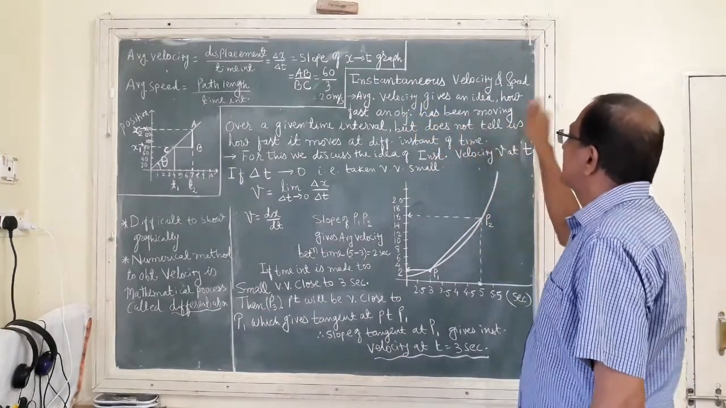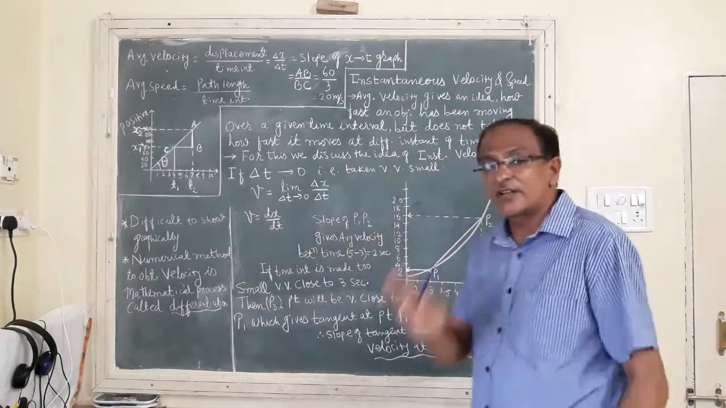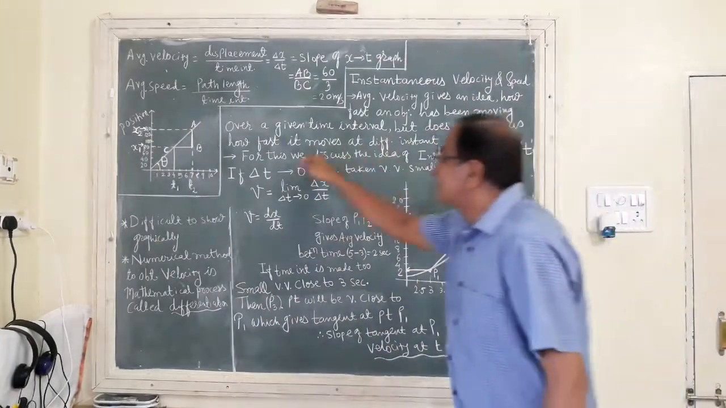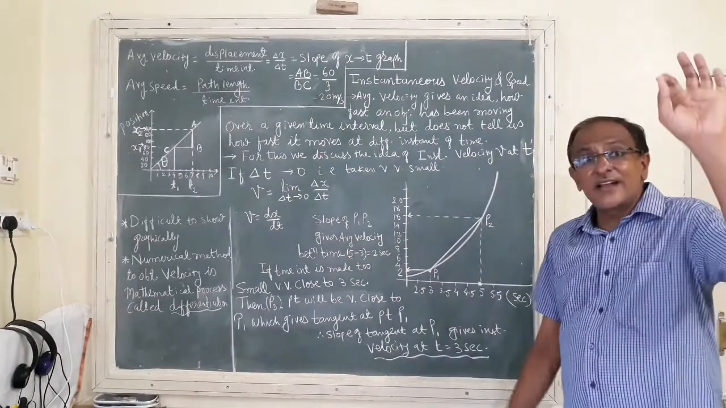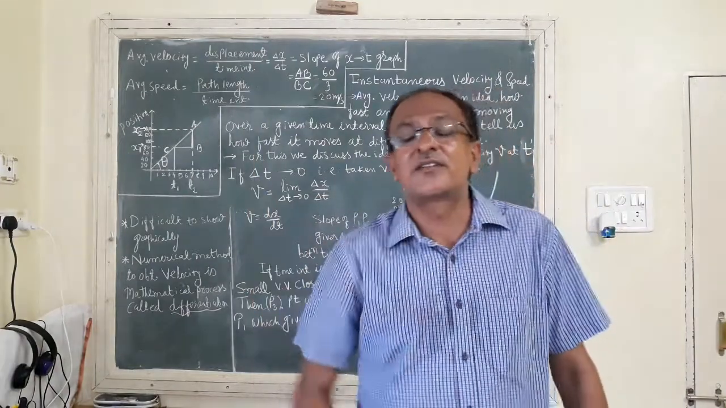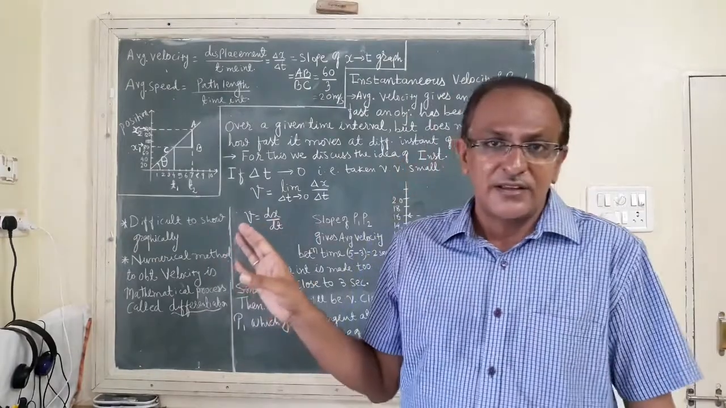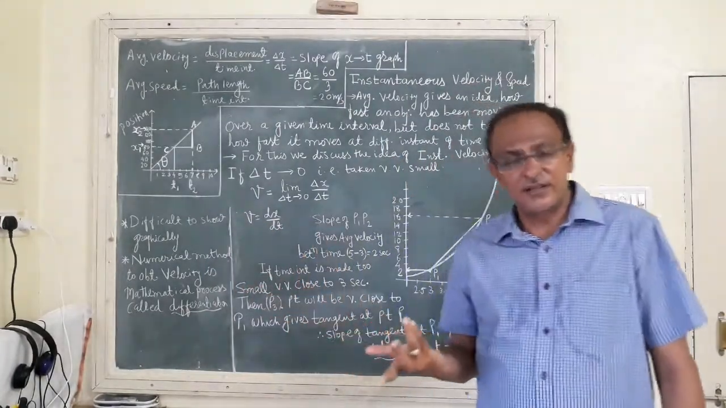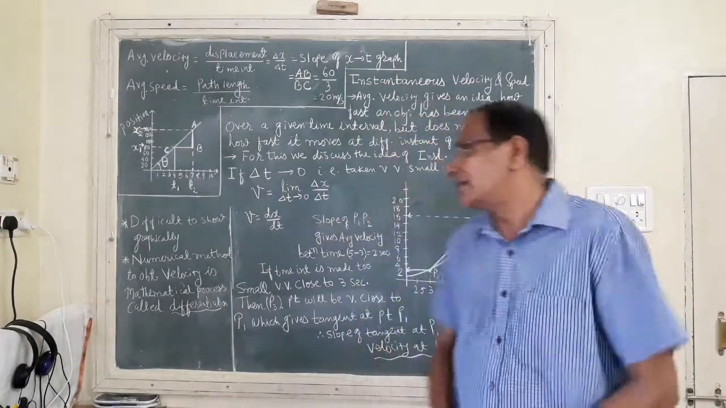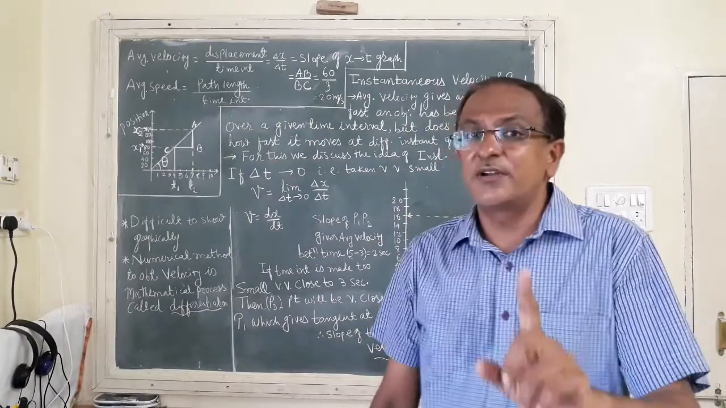Average velocity just gives the idea of how fast an object has moved in a particular time interval, but does not tell us how fast it moves at a different time interval or at a particular moment of time. Say for example, you have started from Bhavnagar and you are reaching Ahmedabad. Say the distance is 200 kilometer and you have taken 4 hours. So your average speed is 200 divided by 4, and that becomes 50 kilometer per hour.